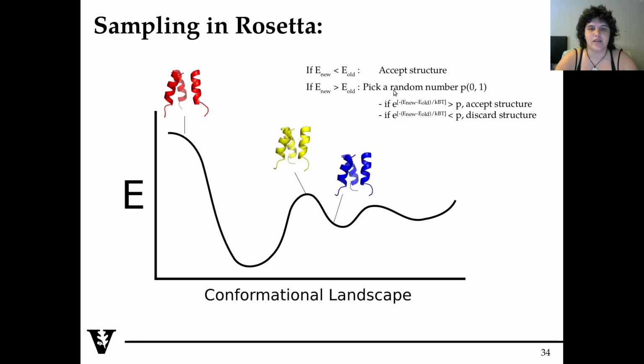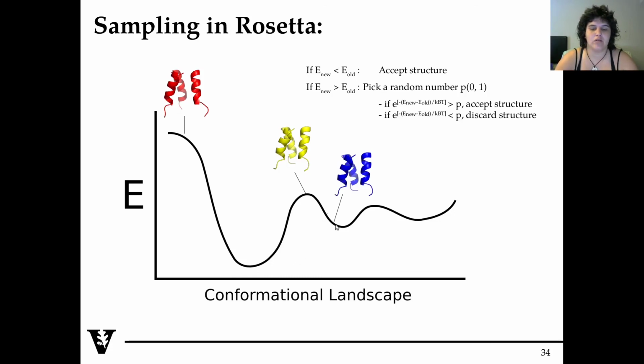The Monte Carlo sampling will at this point pick a random number between 0 and 1, and if the difference of energy calculated here is higher than the random number, the Rosetta Monte Carlo sampling will accept the structure. If not, it will discard the structure. This is very important because, as you can see here, the blue protein fell in a local minimum. That is not the global minimum where we expect to find the native protein.